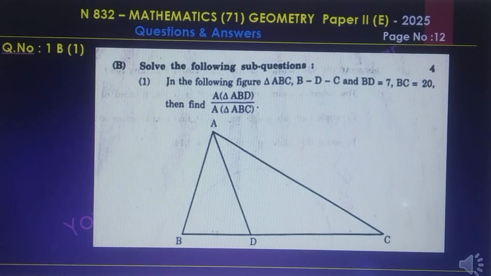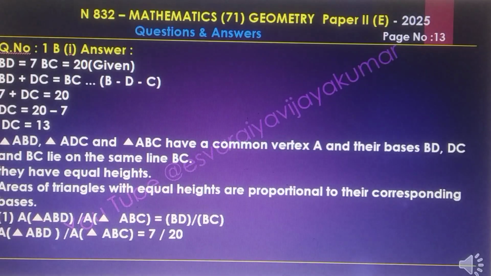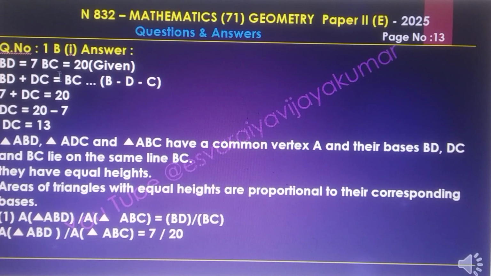And question number 1B. In the following figure, angle ABC, BDC, and BD equal to 7, BC equal to 20, then find A of triangle ABD upon A of triangle ABC. That is the question. Here is the answer. BD equal to 7, BC equal to 20 given. BD plus DC equal to BC. Then 7 plus DC equal to 20, DC equal to 20 minus 7 equal to 13.